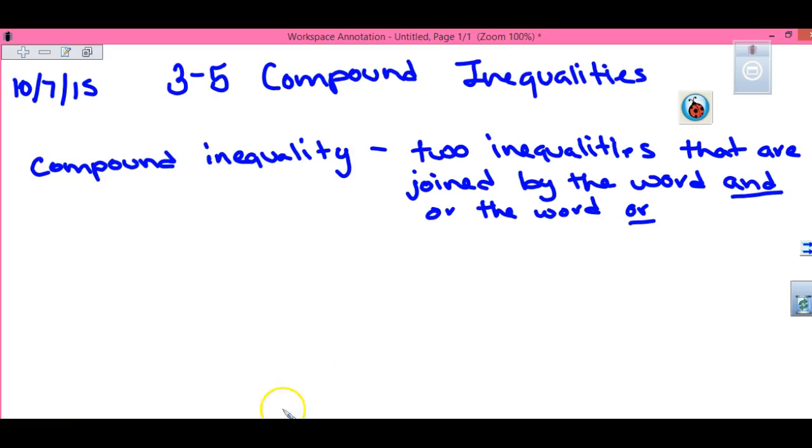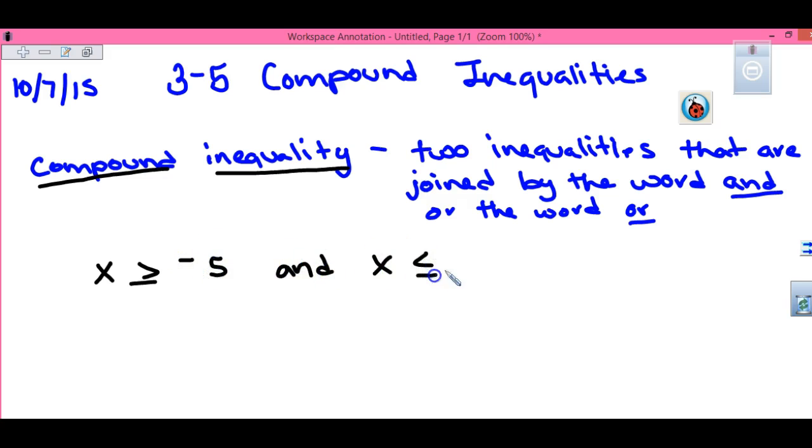Today we're talking about compound inequalities. Compound inequalities are two inequalities that are joined by the word and or the word or. So for example, if we have x is greater than or equal to -5 and x is less than or equal to 7, this compound inequality can also be written as -5 is less than or equal to x and x is less than or equal to 7.